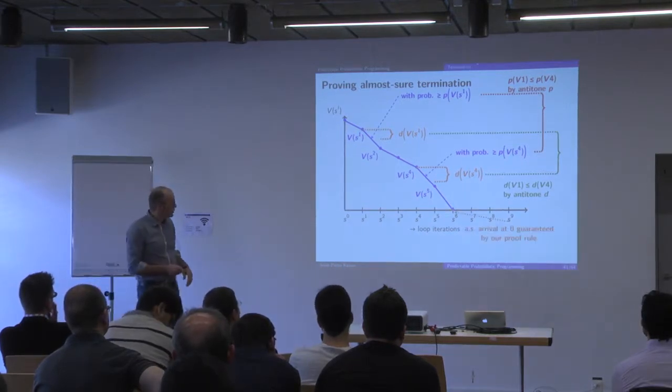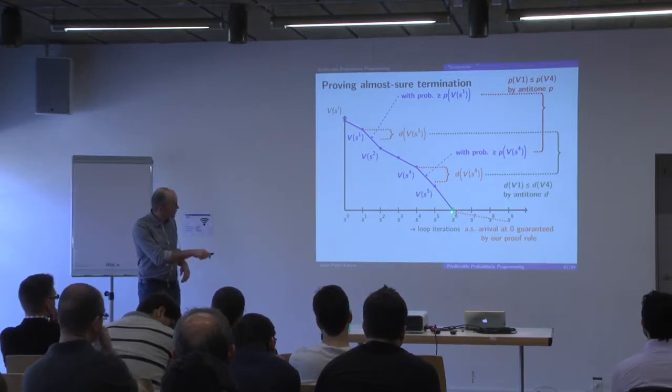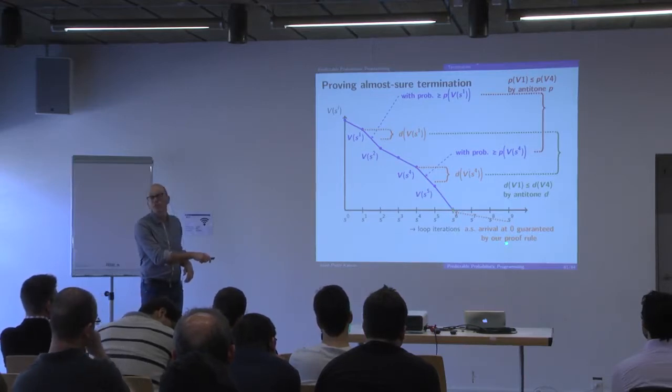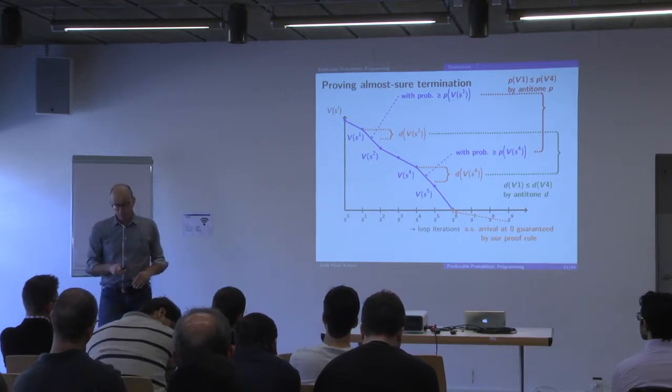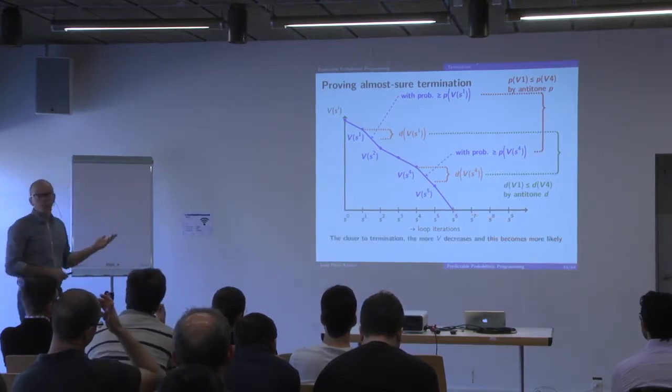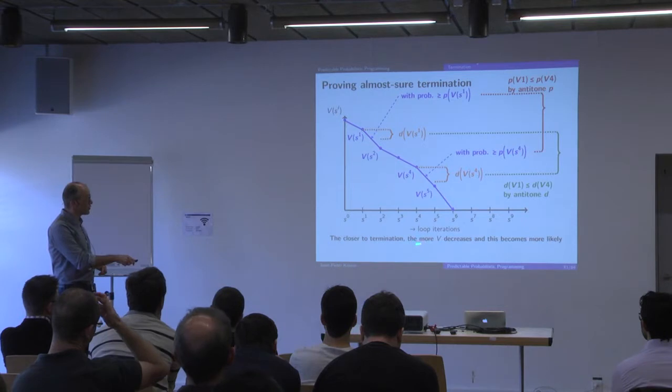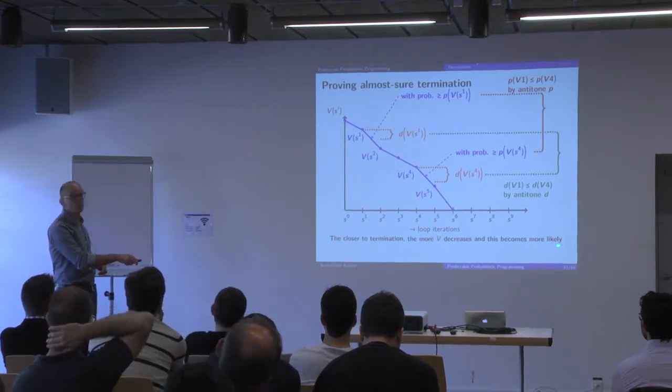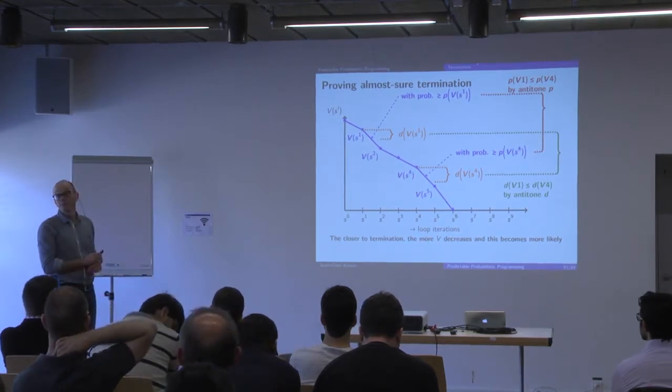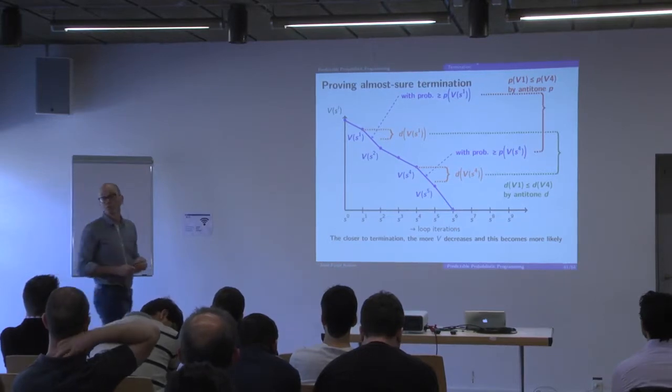Okay, so what can you prove? You get an almost sure arrival at this point 0, and this is guaranteed by the proof rule that was on the previous slide. So the bottom line basically means the closer to termination, the more v is going to decrease, and this becomes more likely. That's basically in one line the whole proof rule.